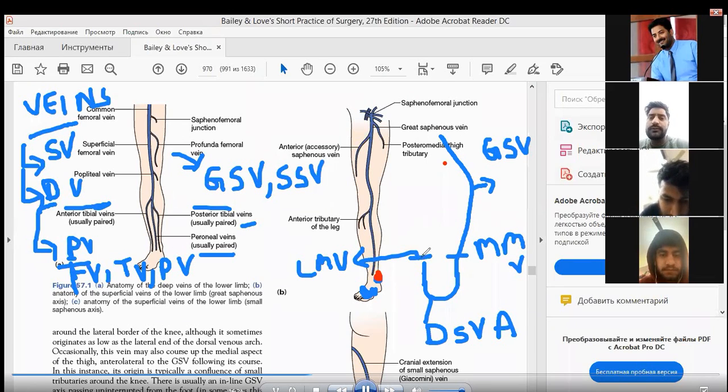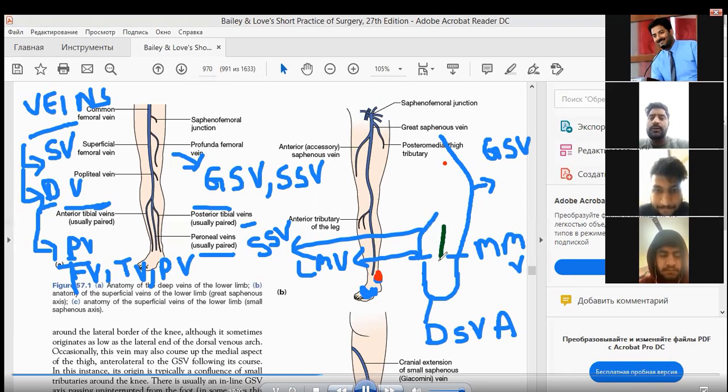Now coming to the lateral side. From your lateral marginal vein, your short saphenous vein is coming. This is your short saphenous vein. These are your superficial veins. Now I am going to draw the deep veins in another color. I will take green color.